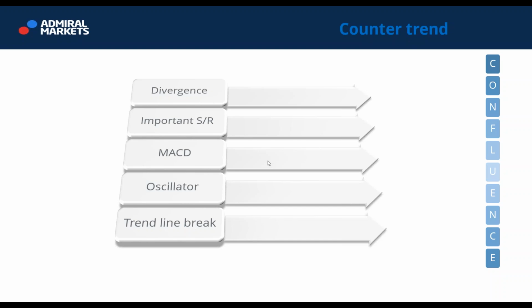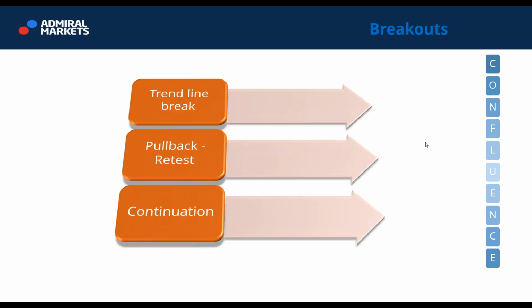You can decide by yourself which oscillator you prefer and which you want to use in your analysis. Trend line breaks. Don't forget that trend line breaks are very important in both counter trend and trend trading, but maybe even more important in counter trend trading, because they tend to have more power when it comes to counter trend. And breakout, trend line break, pullback, retest, continuation.